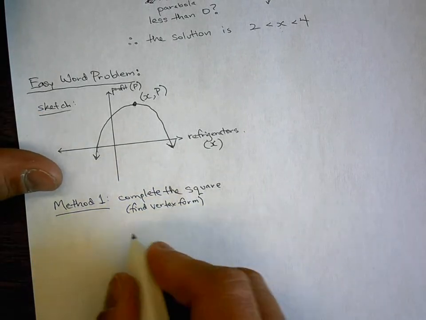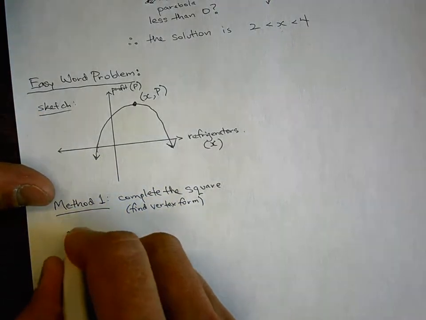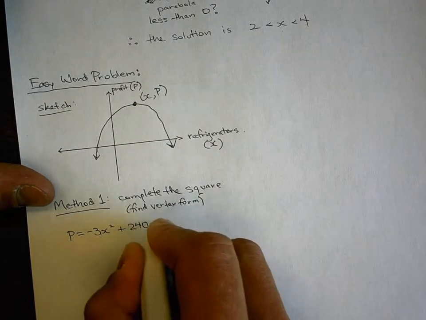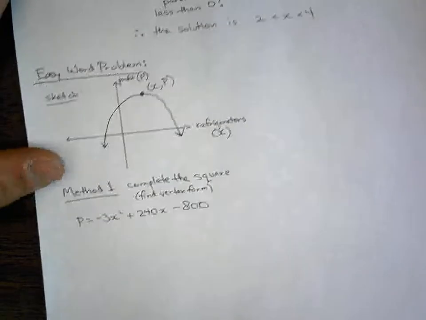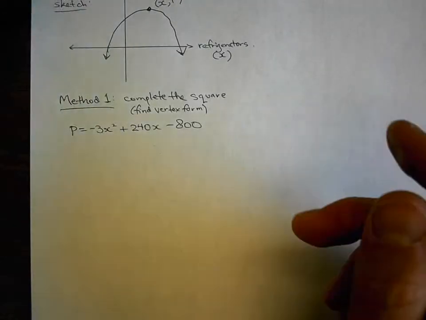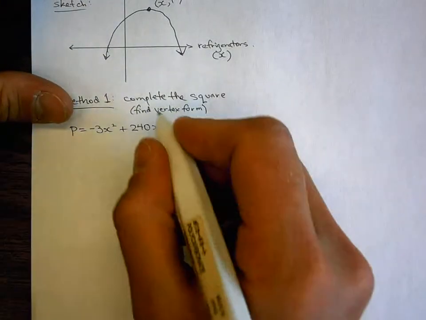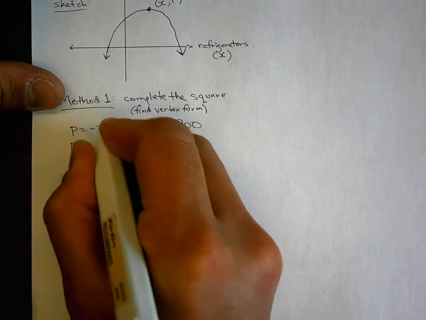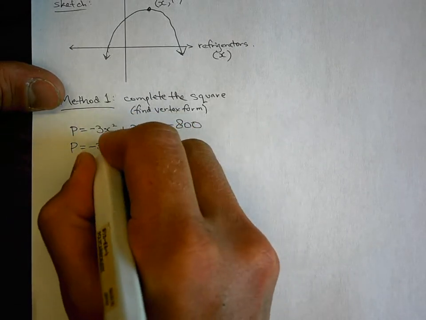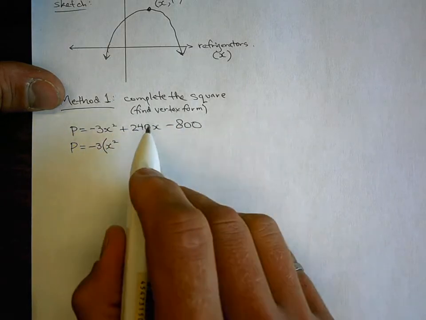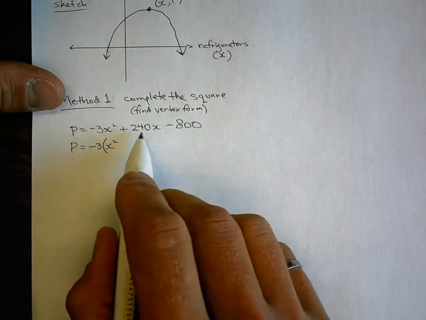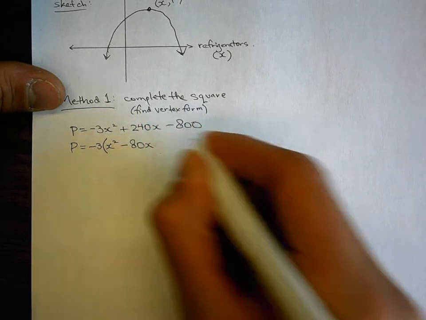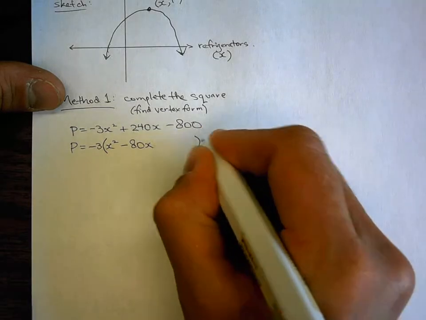Okay, so let's start with my function, which is p equals negative 3x squared plus 240x minus 800. Let's see if you remember how to complete the square. The first thing you do is look at the first two terms. Because we have this a value, you have to divide out the negative 3. You're left with x squared. What's 240 divided by 3? That's 80. Negative 3 is minus 80x. Then what I always teach my students to do is leave a space and then subtract 800.